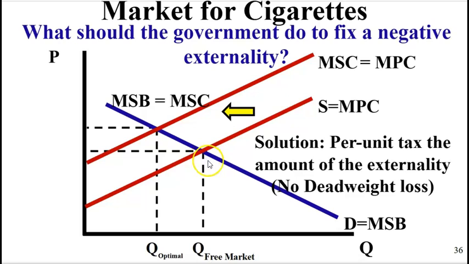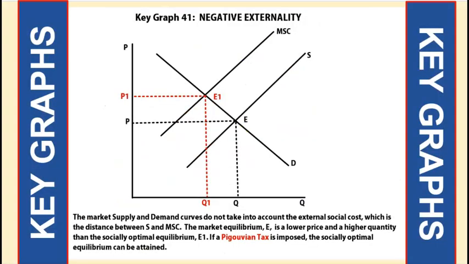Deadweight loss is eliminated because we're not producing at the quantity of the free market anymore. We're producing at the quantity of the social cost and social benefit that we see. And that leads us to the key graph 41.